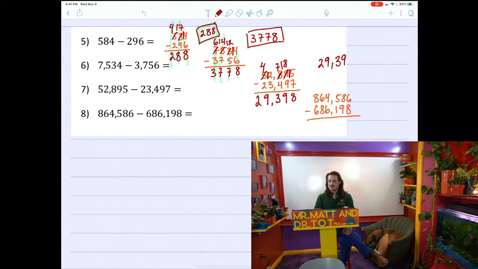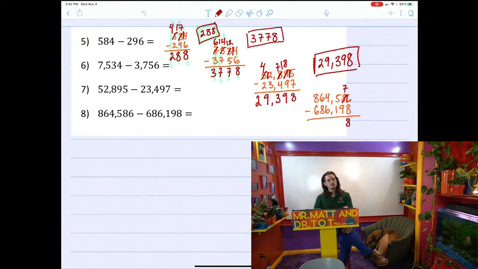Number 8, 864,586 minus 686,198. If we write that in a vertical orientation, when we subtract 6 from 8, we're not going to be able to do that, so we need to regroup. That's going to turn into 16 minus 8, which is 8. When we try to subtract 9 from 7, we can't do that either, so we need to regroup again.